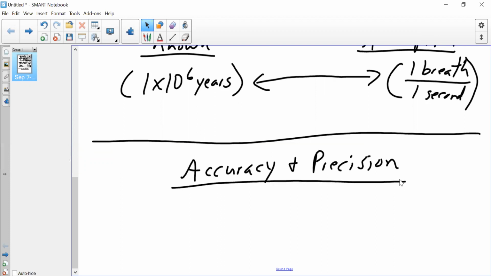Accuracy and precision. So quickly, trying to use the Wu Wei philosophy as much as possible. Go look that up sometime.